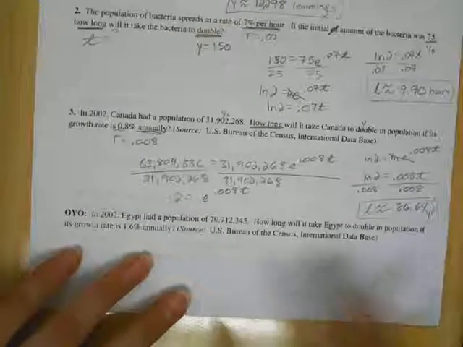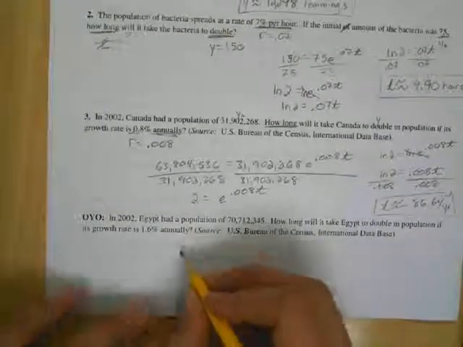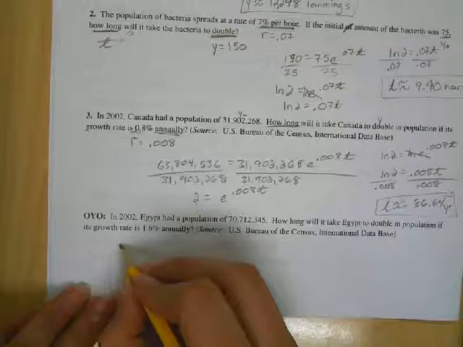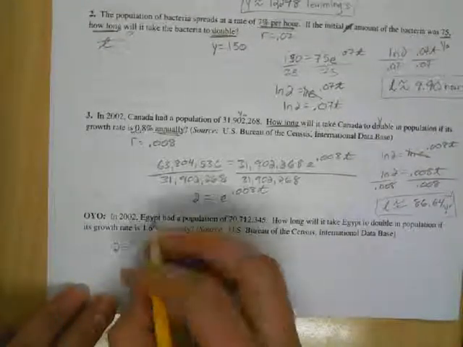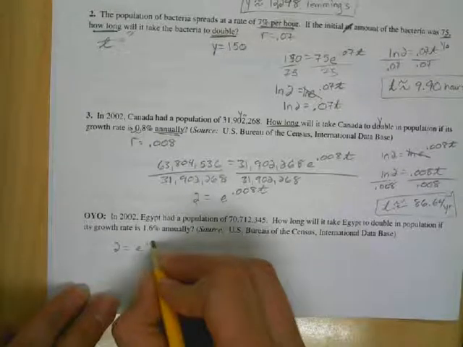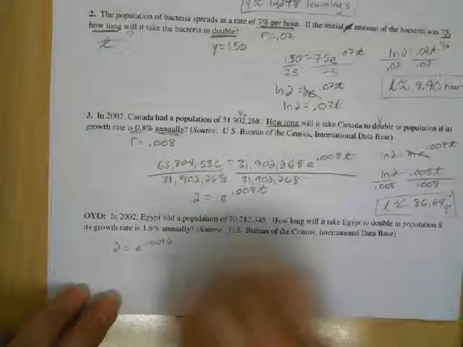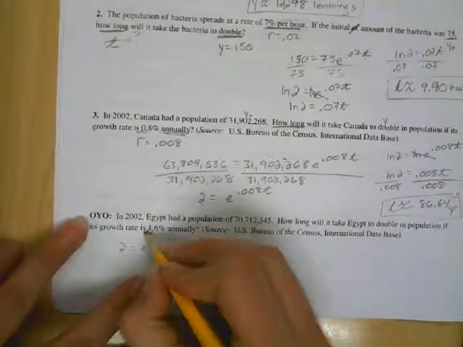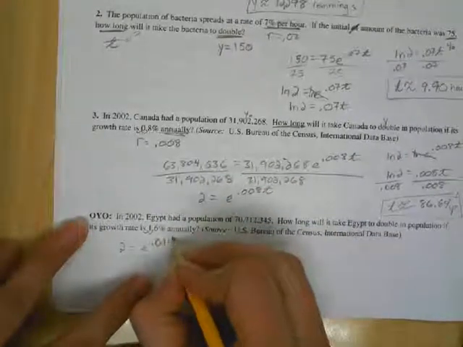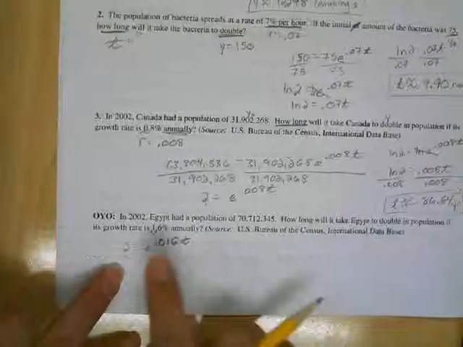Okay, so yet again, I could totally skip ahead and just do 2 equal to e raised to the 0.0016. Oh, sorry, too many zeros. Okay, move the decimal twice, 1, 2, so 0.016t. I could skip to that. I'm going to show you in case you still don't understand the skipping part.